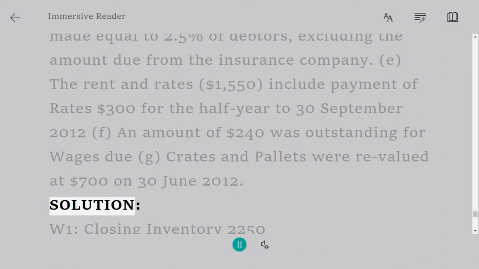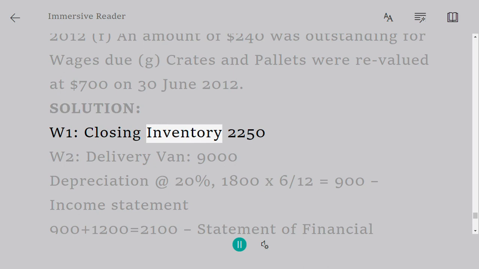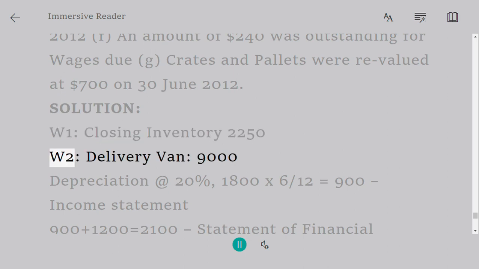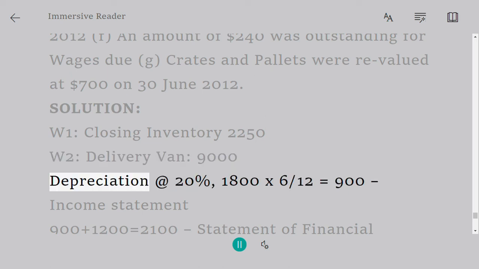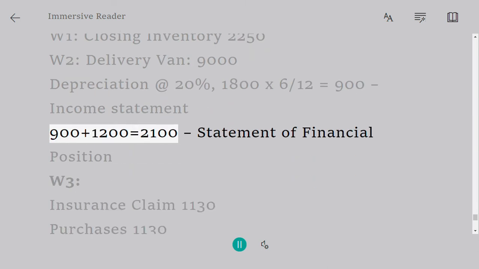Solution. W1. Closing inventory $2,250. W2. Delivery van $9,000. Depreciation at 20%, 1,800 times 6/12 is equal to 900, income statement. 900 plus 1,200 is equal to 2,100, statement of financial position.